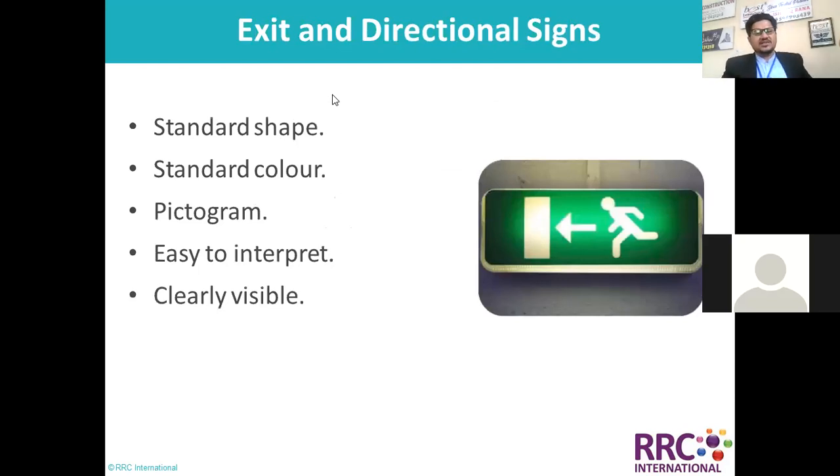Exit and directional signs: we require standard shape, standard color, pictogram, easy to interpret, clearly visible, and they must be displayed as per eye level. Sometimes we put them too high. At least sometimes I notice them too high. So it should be at maybe 6 feet or 7 feet, which would be much better. Or if you believe the people have to see from 100 meters away, then maybe you can put a few a little higher, so they are visible from all 4 directions.